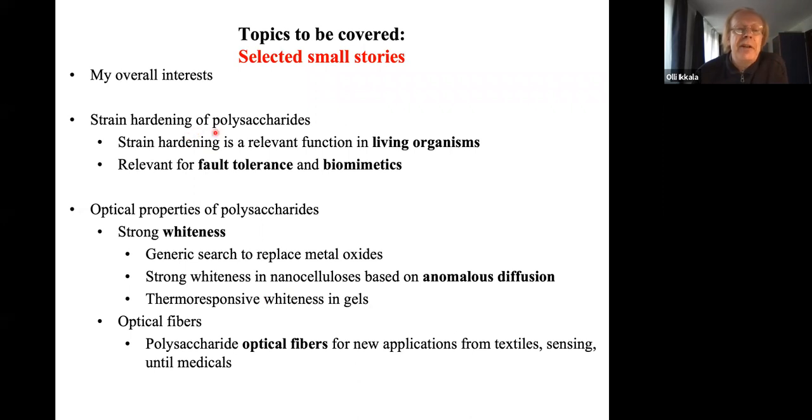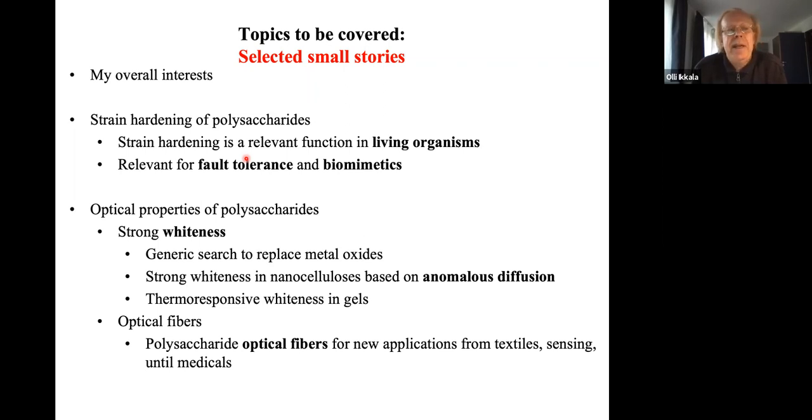I will first describe my overall interest, because I'm not a hardcore polysaccharide chemist. I come from a multidisciplinary field, and this perhaps explains why my approach is a little bit different from many of these polysaccharide people. I will first describe strain hardening in polysaccharides.